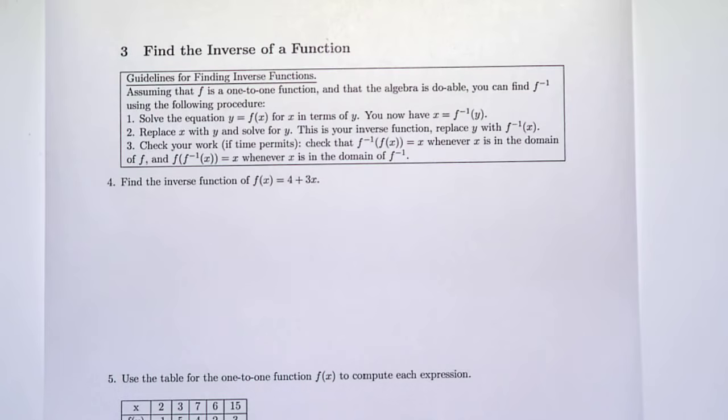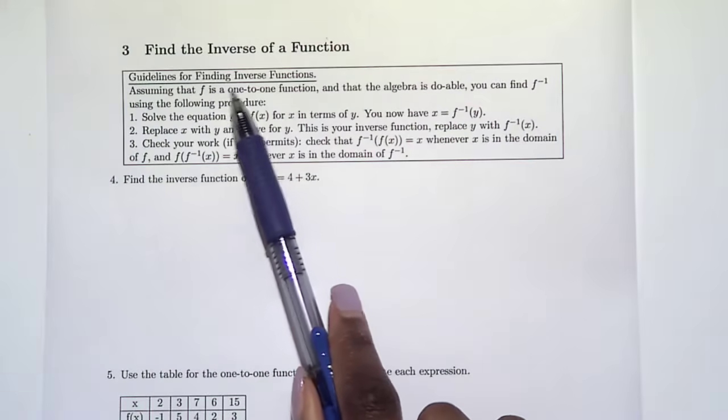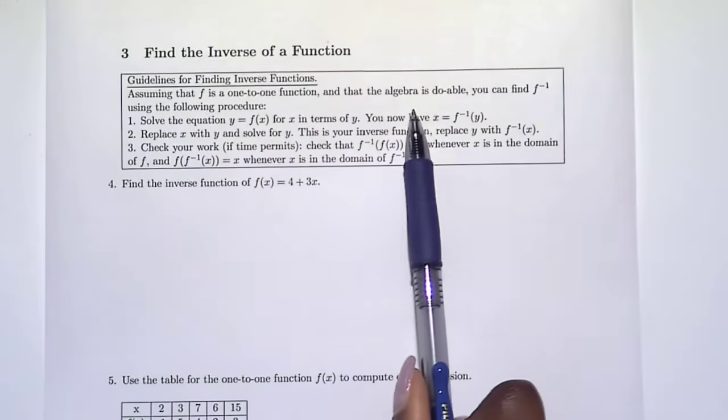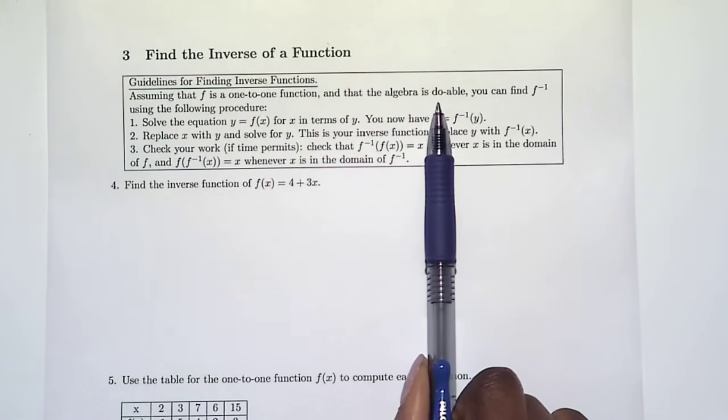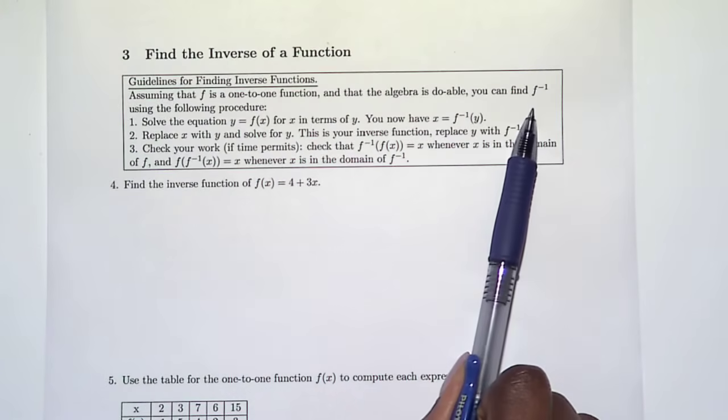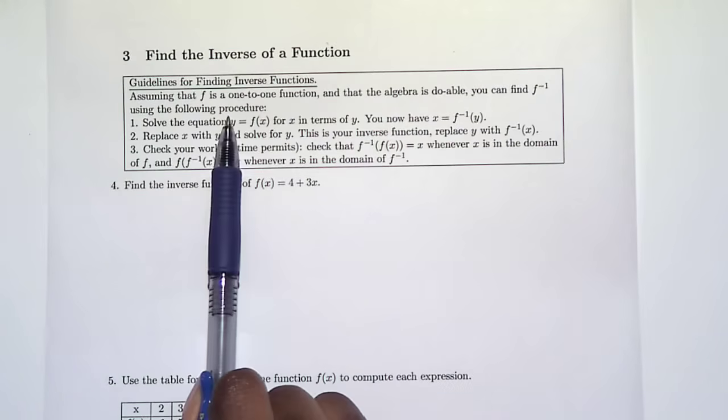Okay, so what if we just have a function by itself and we're not given another function to check to see if they're inverses? We just have to find the inverse of the first function. So there are some steps we can follow to help us find inverse functions. We're assuming that our function is one-to-one and that the algebra is doable. So this is important, we should be able to do the algebra for this. You can find f inverse using the following.